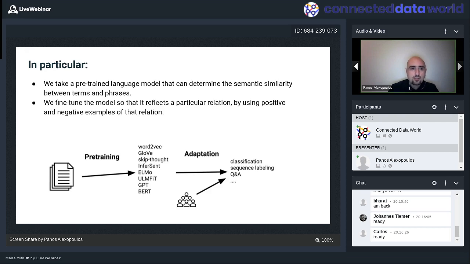And in our case, what we're going to do is fine-tune an existing language model so that it reflects a particular relation, not just semantic similarity relation. And how are we going to do that? By using positive and negative examples of that relation, in a slightly similar way to how, in the previous hour, we gave additional examples to the spaCy NER system for the entity type food, right? So we created a new entity.